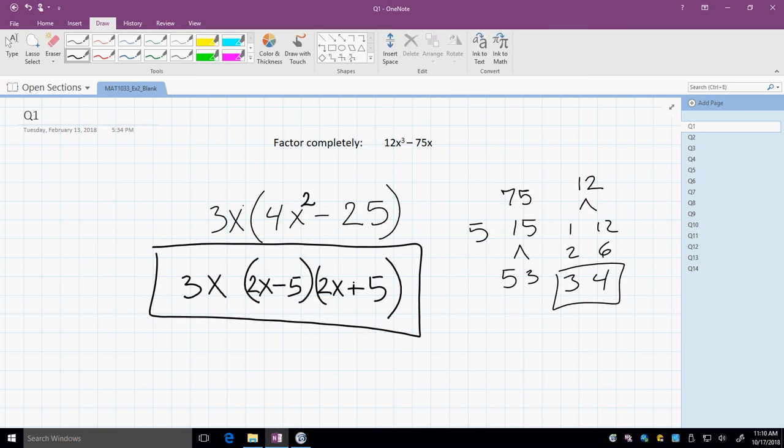Yes, 2 times 2, 4. A perfect square, how do you figure out it's a perfect square? 1 times 1 is 1. 2 times 2 is 4. A number multiplied by itself will give you a perfect square. 5 times 5, 25. That's why that problem is a difference of 2 squares. Are you good? Okay, next one.